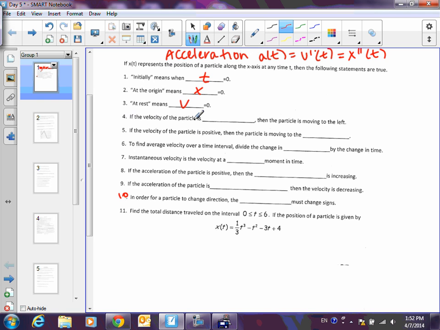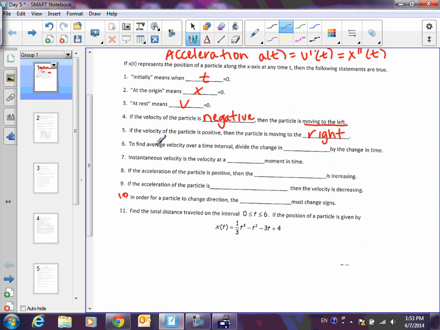So if the velocity of the particle is blank, then the particle is moving to the left. Negative. Good. The next one goes very similar. Velocity is positive, then the particle is moving to the right. Again, if we were dealing with y, we would be doing up and down instead of left and right.